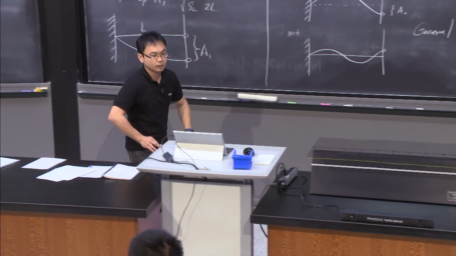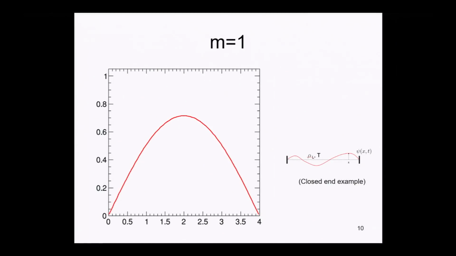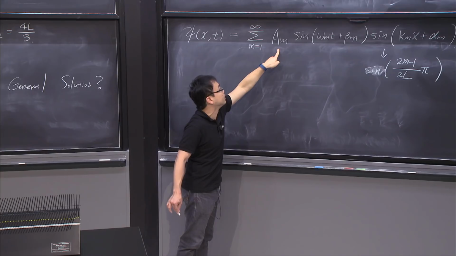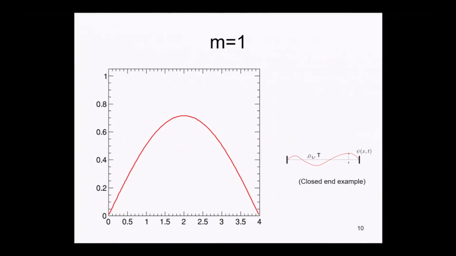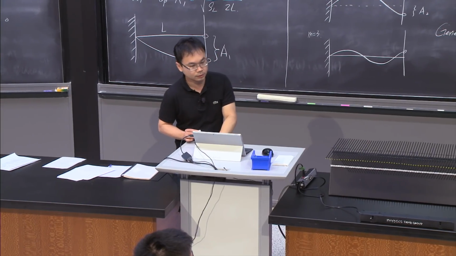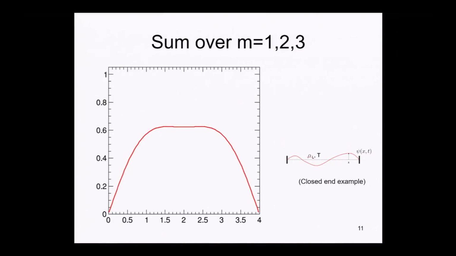Here is actually what I prepared. This is extracted from a real example which I really used a computer to calculate, and I extract the contribution from n equal to 1. This means the first term in this summation, an infinite number of terms, looks like this. And if you include the first, second, and third term, it becomes something like a plateau.